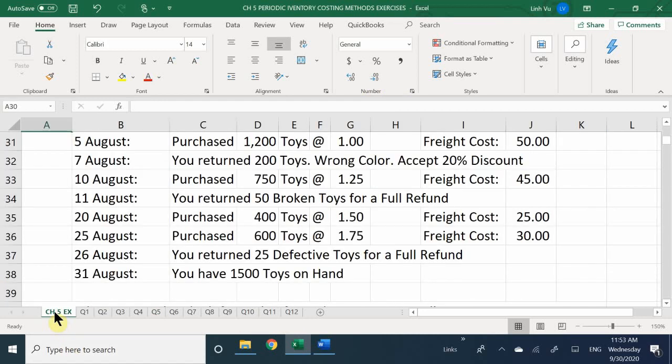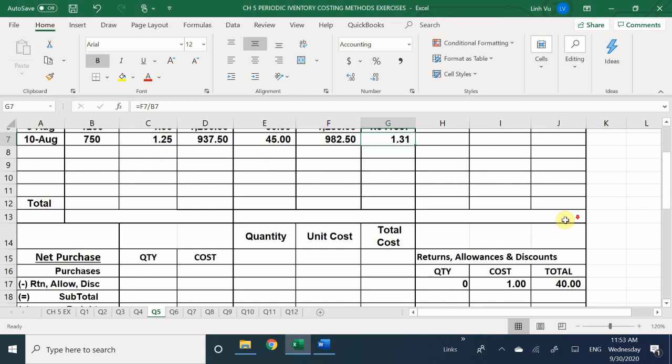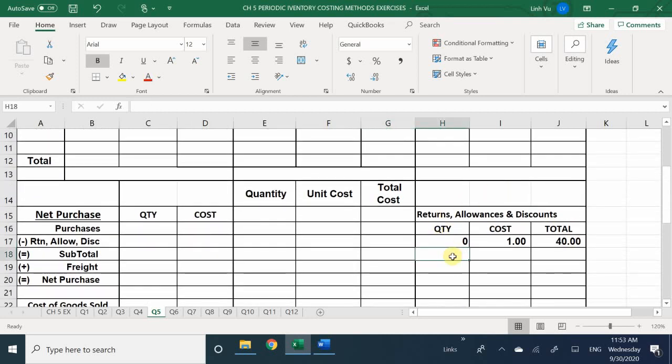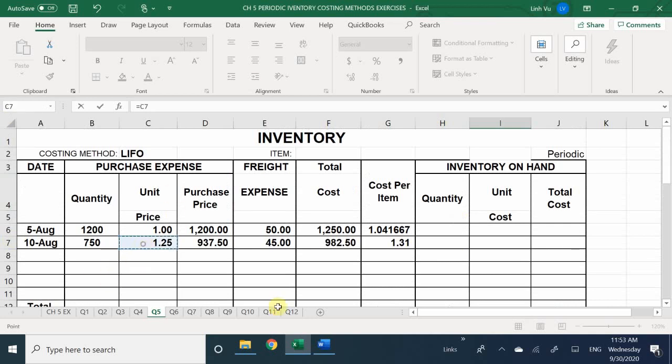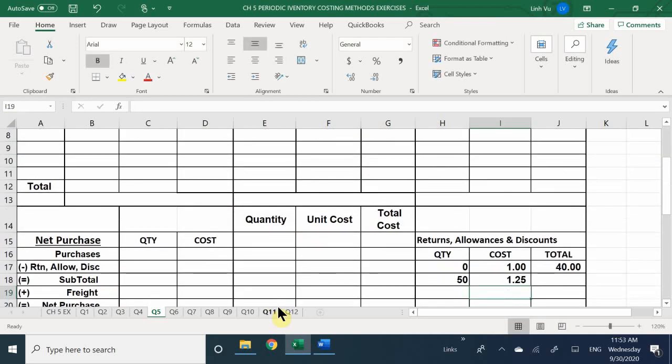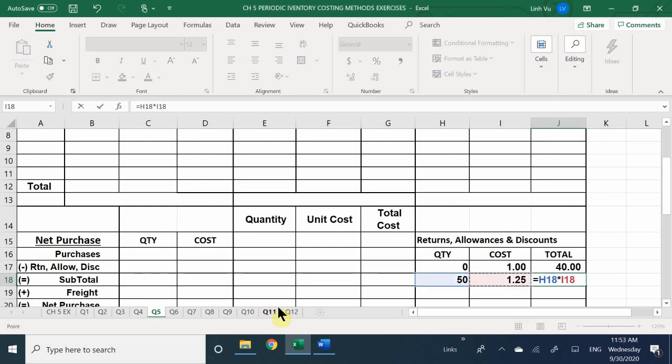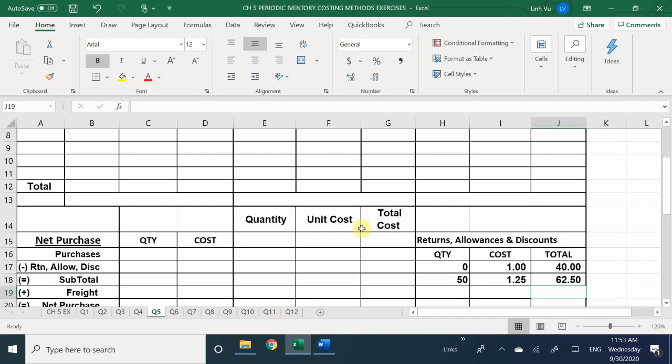All right. Then on August 11th, you returned a total of 50 broken toys for a full refund. So I'm going to go down to the bottom. Now I'm actually returning 50 broken toys, and my assumption is it's from the previous batch that I just purchased for $1.25 each. Because I'm getting a full refund, I don't need to make any extra calculations except for solving for how much money I'm actually getting refunded. In this case, it's going to be $62.50.